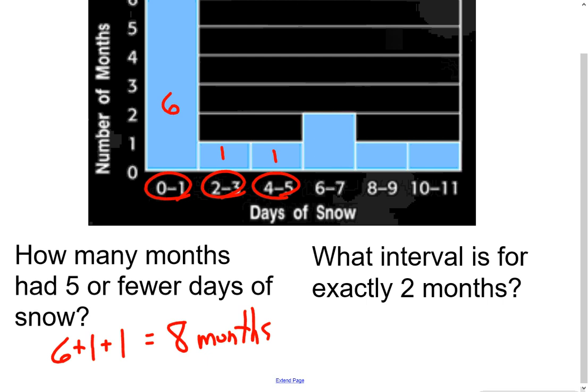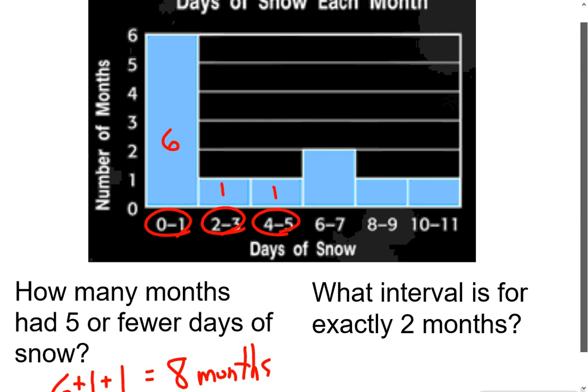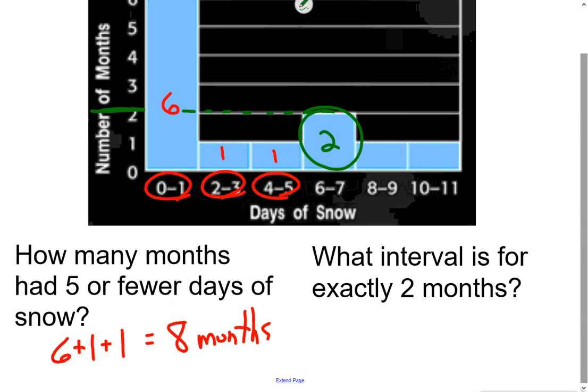And then the next one asks, what interval is for exactly 2 months? Exactly 2 months. So then I'm going to come over along the frequency side, and I'm going to come to number 2. I'm going to follow that across. Well, here's the one right here that has exactly 2 months in it. What interval is that? Well, it would be the 6 to 7 days of snow interval.